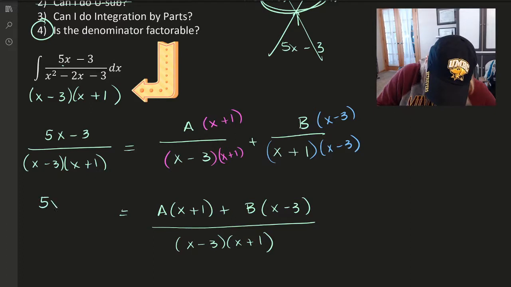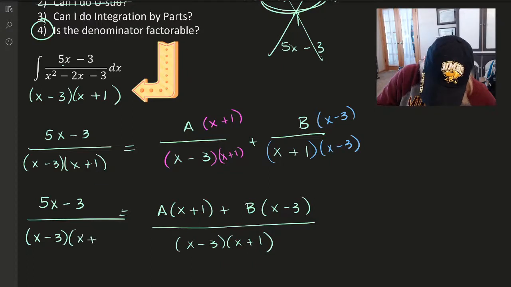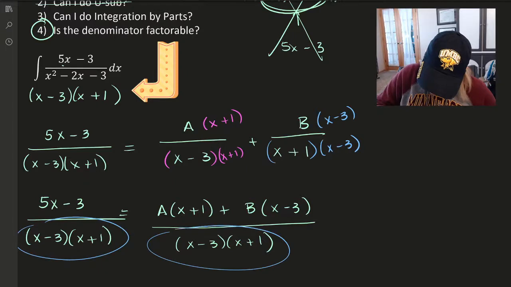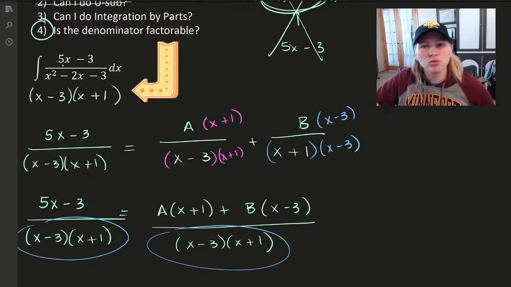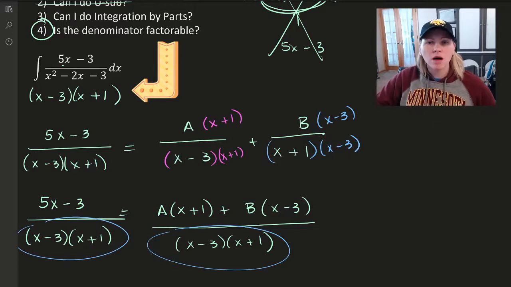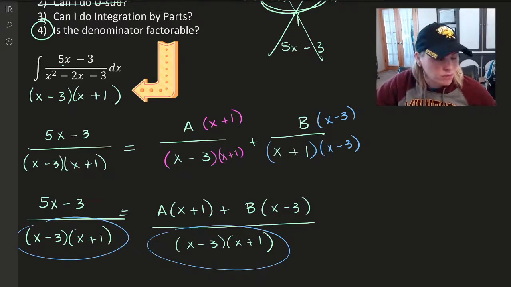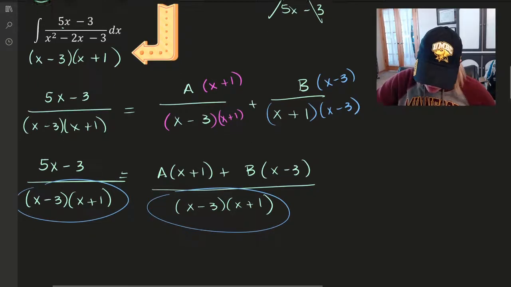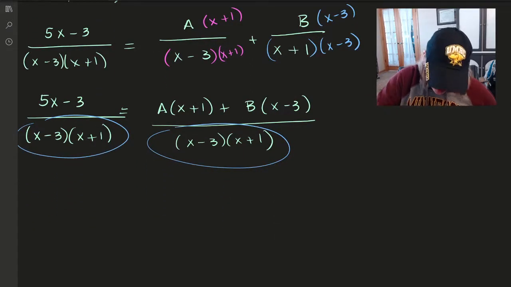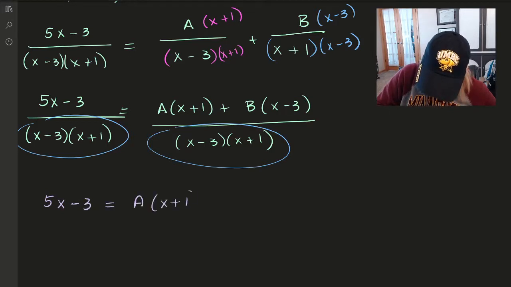Now, let's take what we know about having two equivalent expressions. If I already know that the denominators are the same, then that means that the numerators must also be the same. So what I'm going to do is ignore the denominator, and my goal is to solve for a and b. So to solve for a and b here, I'm going to set up an equation that looks like this. The numerator of the left equals the numerator of the right.